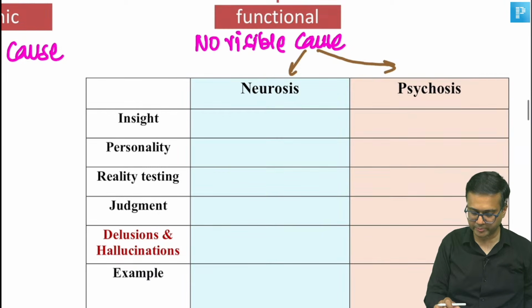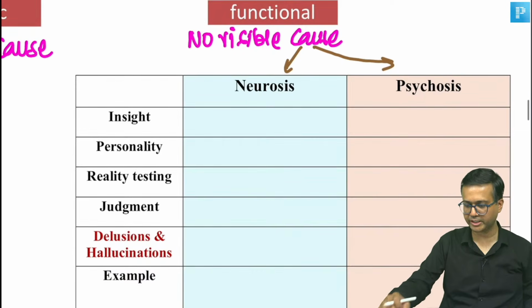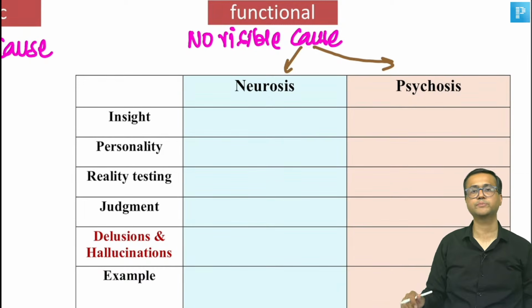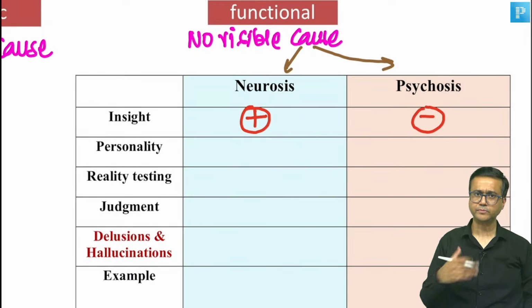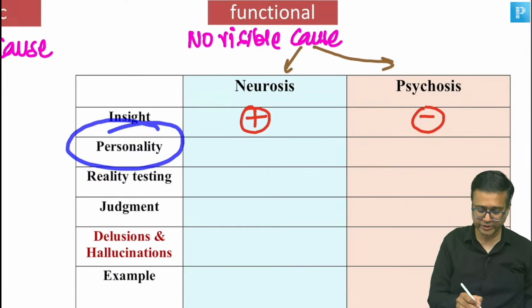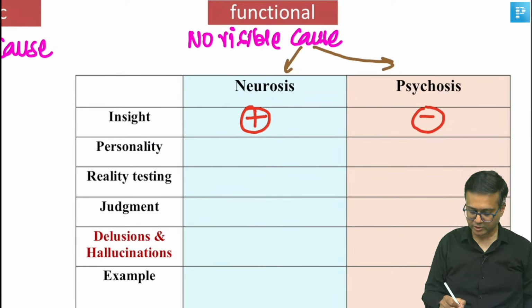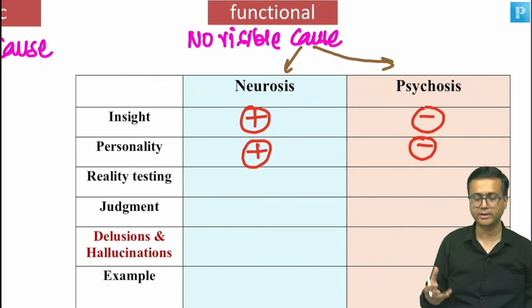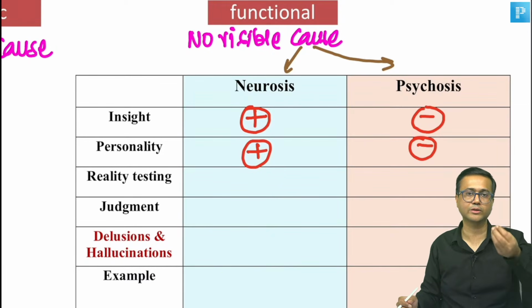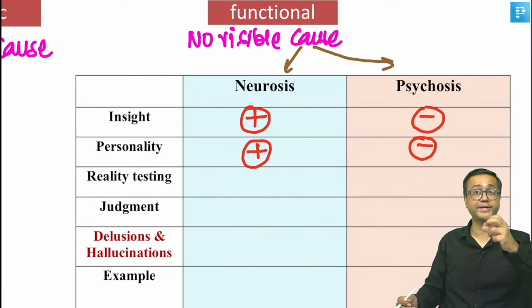Tell me now, beta, insight, present where, absent where. So you can say we have just learned insight usually is intact in neurosis, it is impaired in psychosis. See, personality we have discussed, how we deal with day-to-day situations. Usually in neurotic disorders, the personality is intact while it may be impaired in psychosis. Family members may say that he's not the same person as he used to be, personality change ho gayi hai.